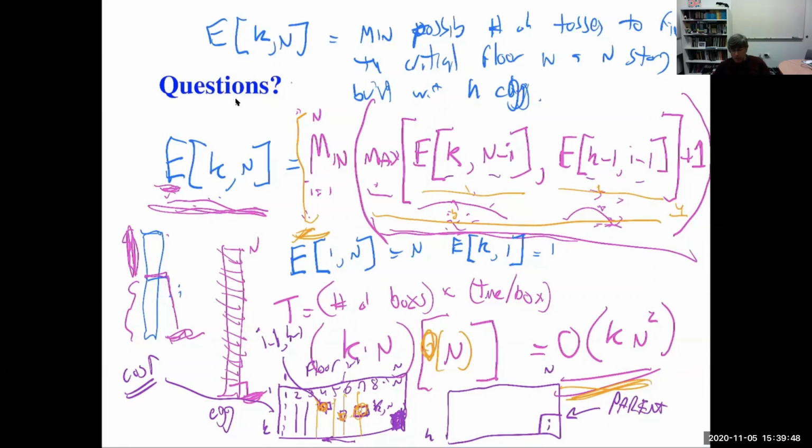Does everybody see that when I did this min, I was basically discovering which was the i that was the best place to toss the egg from? The best i was going to be the i here. So if I stored this i in this cell, this is going to tell me where my first toss was going to be.